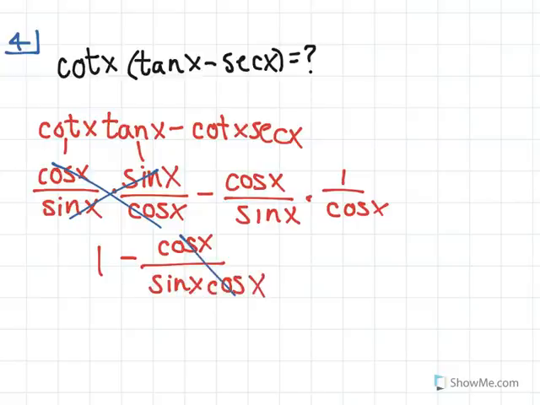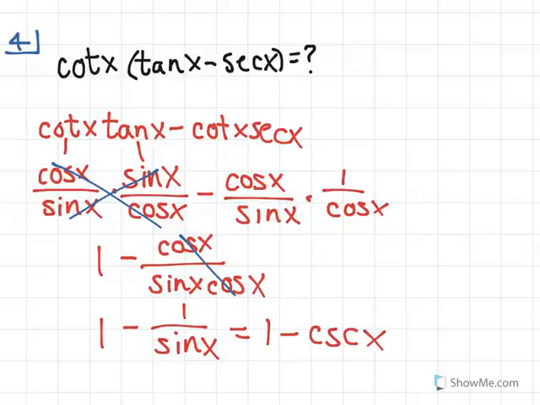And again, we can cancel these cosines. So as our final answer, we're almost there, we have 1 minus 1 over sine x, which can be written as 1 minus cosecant of x. So we'll write that up here as our final answer. 1 minus cosecant x.